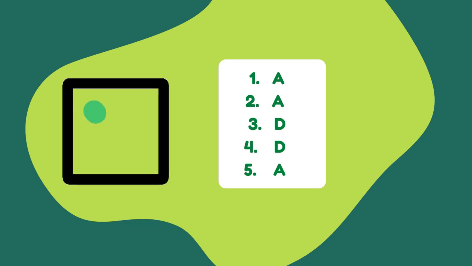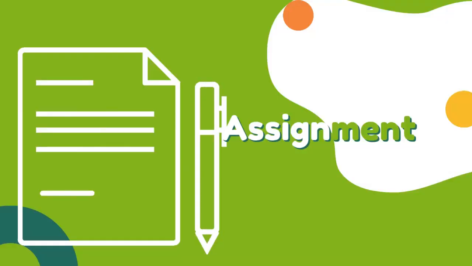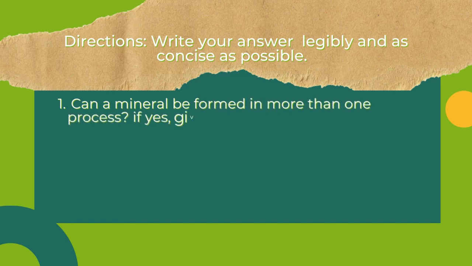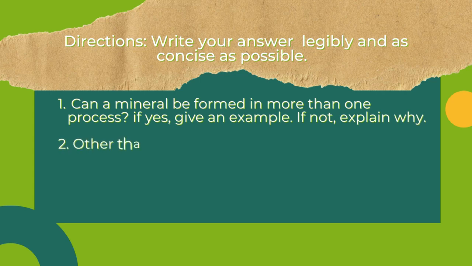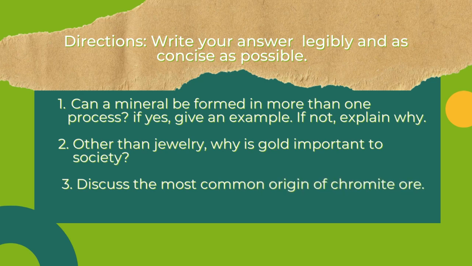Did you get all 5 answers correct? That's great! For your assignment, kindly write your answers on a piece of paper. Number 1. Can a mineral be formed in more than one process? If yes, give an example. If not, explain why. Number 2. Other than jewelry, why is gold important to society? Number 3. Discuss the most common origin of chromite ore. How is this ore important to society?